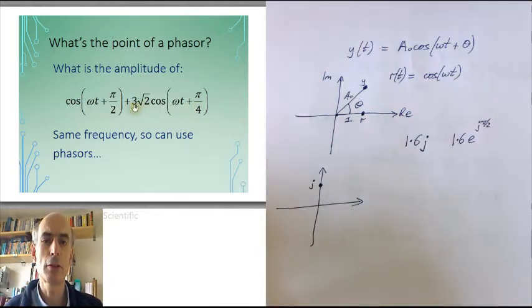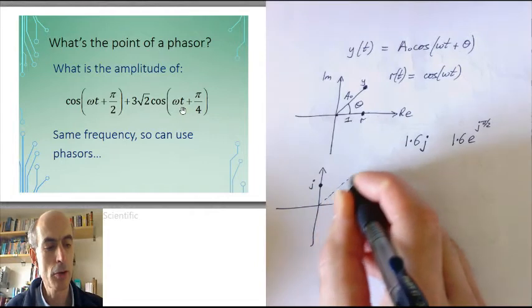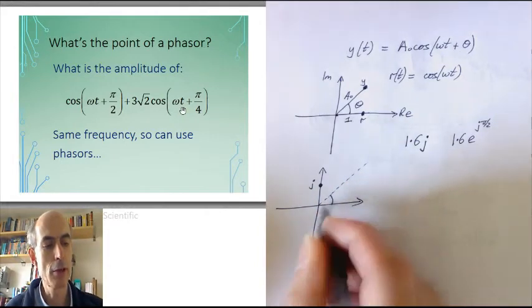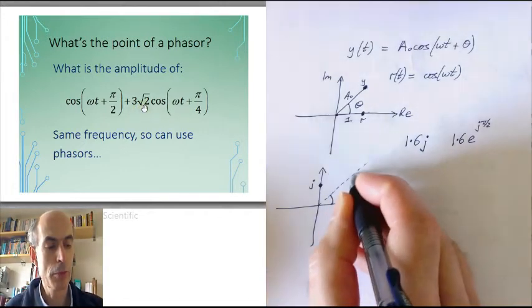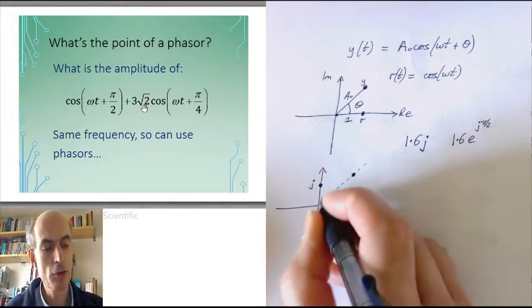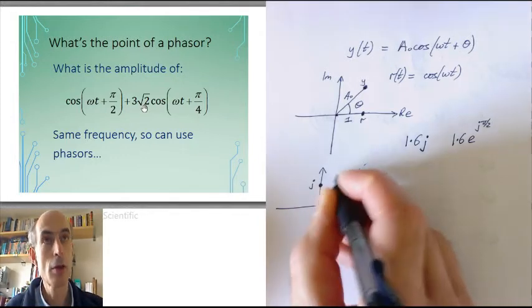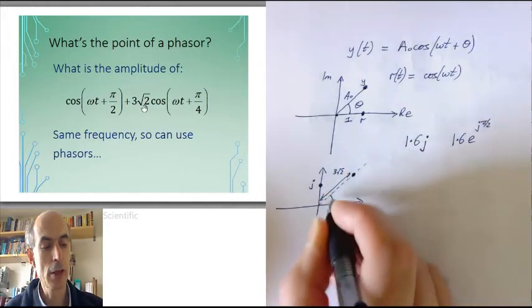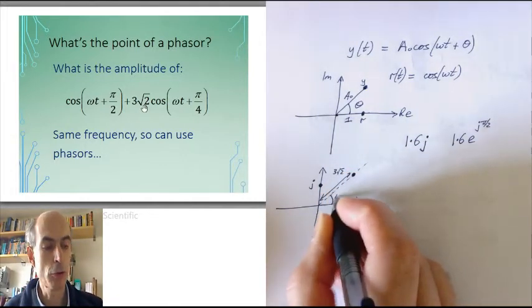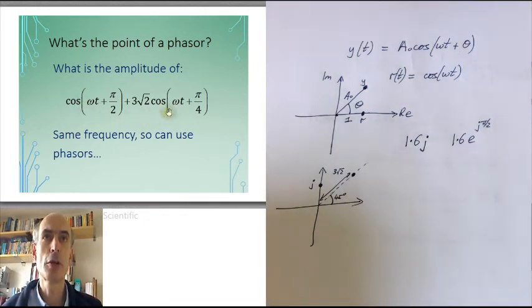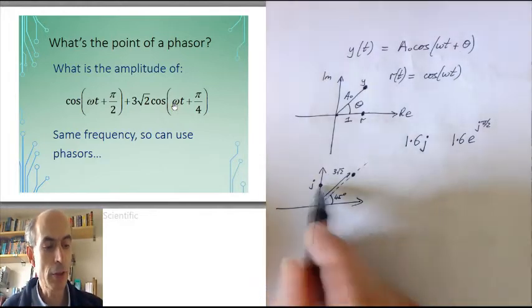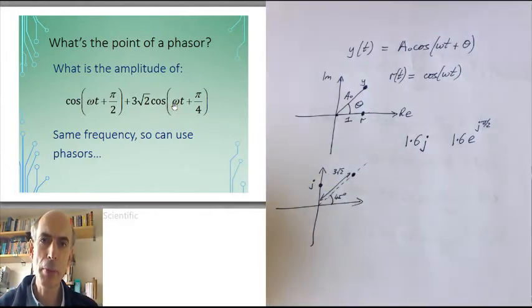This phasor has a magnitude of 3 times the square root of 2, and its angle is positive pi over 4. So that would be along this line here somewhere, and its magnitude is 3 times the square root of 2. So that's going to be somewhere around here, where this distance is 3 root 2, and this angle here is pi over 4 radians, or 45 degrees. And I can work out what the sum of these two sinusoidal oscillations is by adding up the two phasors. That's the real power of phasors.